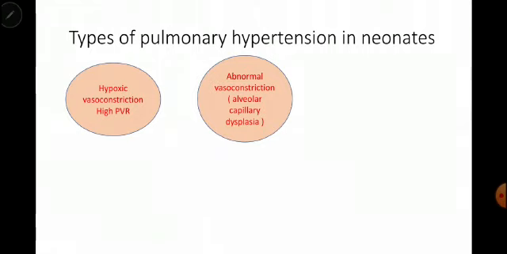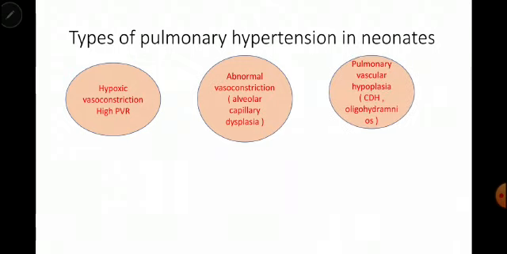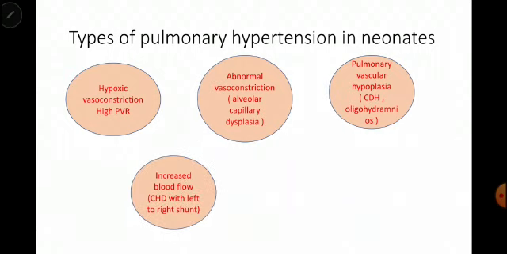The second type is abnormal vasoconstriction due to abnormal capillary bed, like in alveolar capillary dysplasia. And the third type is pulmonary vascular hypoplasia, as in babies with congenital diaphragmatic hernia or in babies with oligohydramnios. So these three types are related to the resistance. But the next type is related to the increased blood flow through pulmonary arteries in babies with congenital heart disease with left to right shunt. So the pulmonary flow will increase, and this will increase the pulmonary blood pressure.